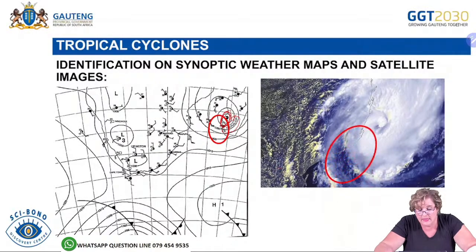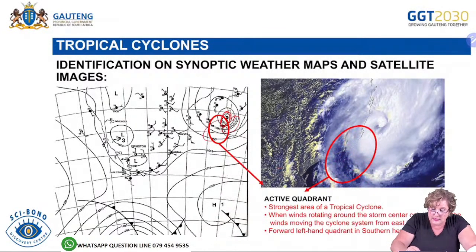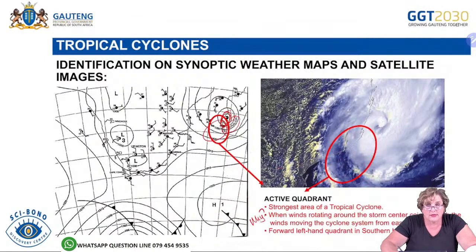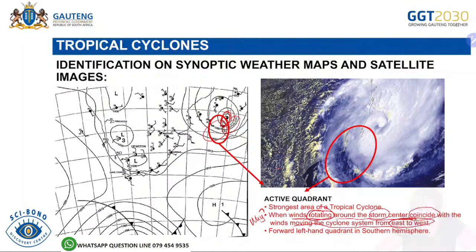Look at the isobars. Now these two areas that have circles around them, that is your active quadrant. It's the strongest part of the tropical cyclone. It's this front quadrant here. The question now is, why is it the strongest area of the tropical cyclone? Because of the winds rotating around the storm center together with the winds moving the cyclone from east to west. So it's a combination of the rotating of air around the low pressure as well as the whole system that's moving from east to west. In the southern hemisphere, it's the forward left-hand quadrant that is the most dangerous one.